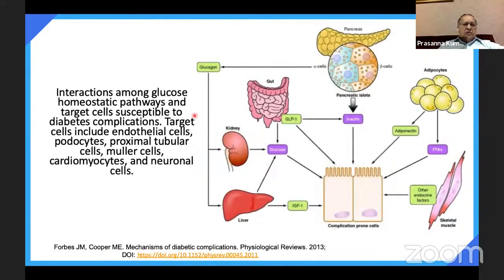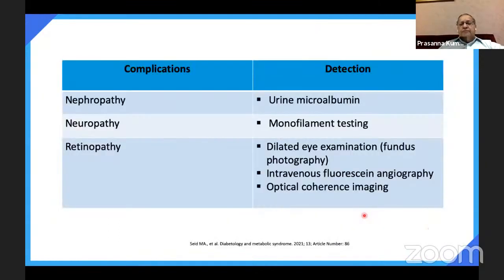Then there is an interaction among glucose homeostasis. We have already discussed enough about the octet as such. So that is how you see the final complication-prone cells are affected by IGF, which comes from the liver, or glucose, which comes from the gut and kidneys, as well as the decrease in the insulin from the pancreas, and the adiponectin, which comes from the fat cells, or free fatty acid. So all these things contribute to complication, whether it is podocytes in the kidney or even the retinal cells.